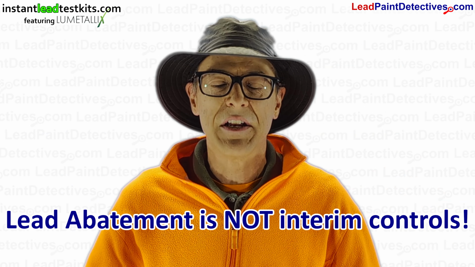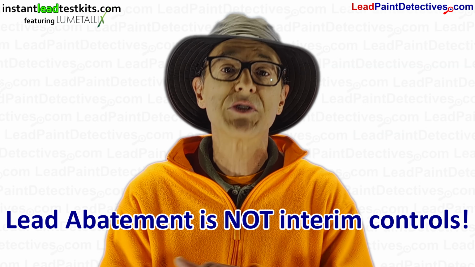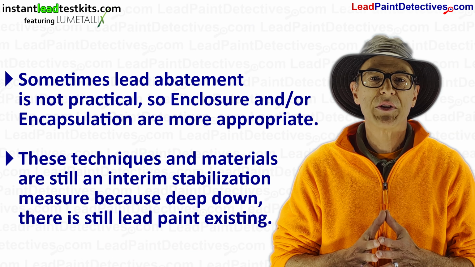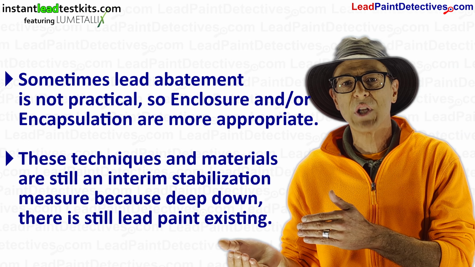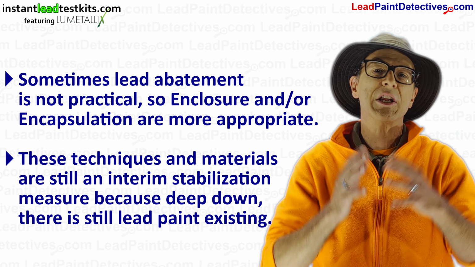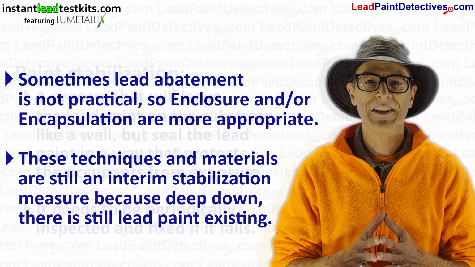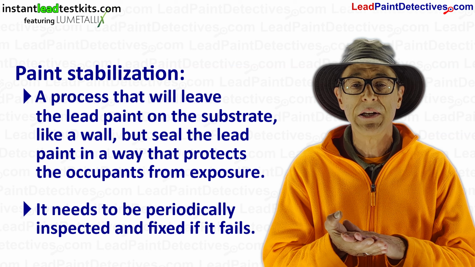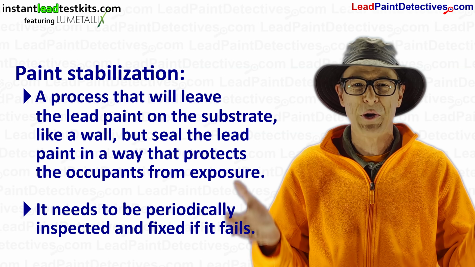Lead abatement is not interim controls. Lead abatement typically involves removing leaded components altogether from the home. Sometimes removing all the leaded components from a home is not practical. This is where enclosure and/or encapsulation are more appropriate. These techniques and materials are still interim stabilization measures because deep down there's still lead paint existing. Paint stabilization is a process that leaves lead paint on the substrate, like a wall, but seals the lead paint in a way that protects the occupants from exposure.